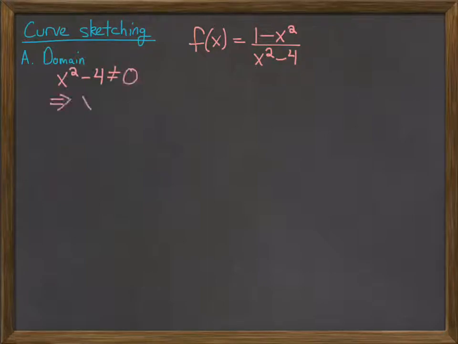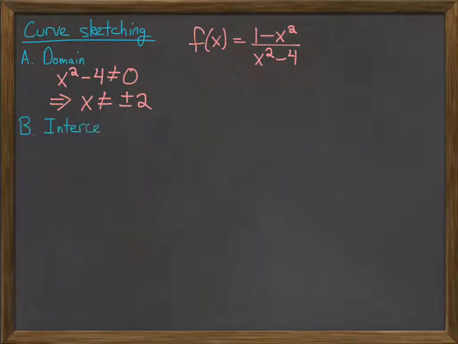We can look at the domain, and for rational fractions, this is just where the denominator is equal to 0, which means the function is not defined at that point. So given this function, 1 minus x squared over x squared minus 4, the domain is all x that aren't equal to plus or minus 2.